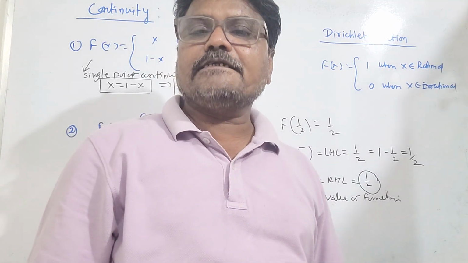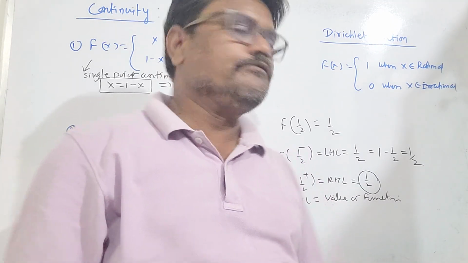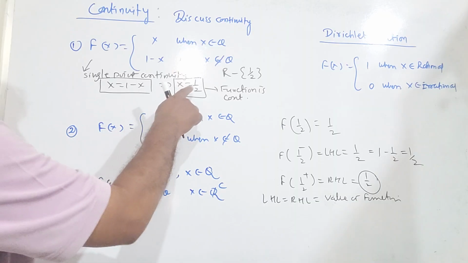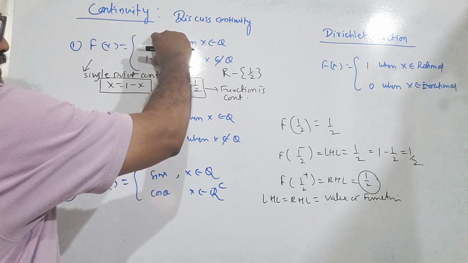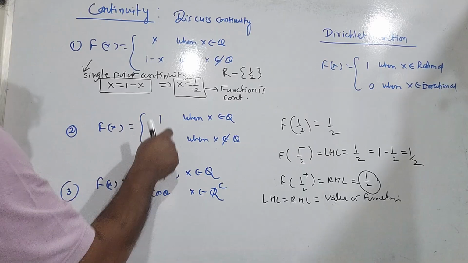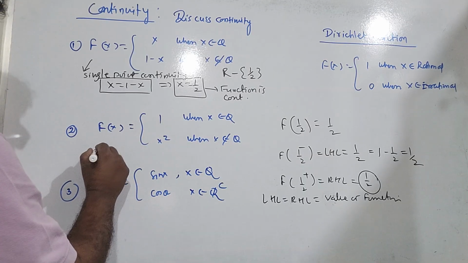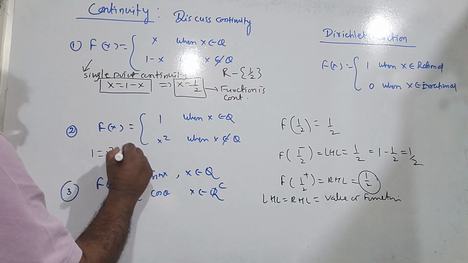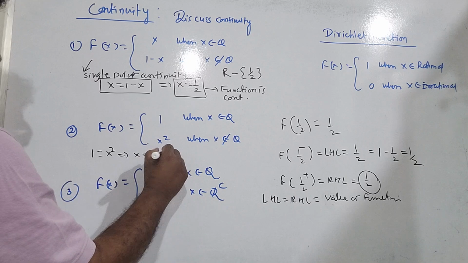It is only continuous at x equal to 1 by 2. And that x equal to 1 by 2 we can find out by solving this equation, x equal to 1 by x. Here 1 equal to x square, we will solve 1 equal to x square, that gives x equal to plus minus 1.